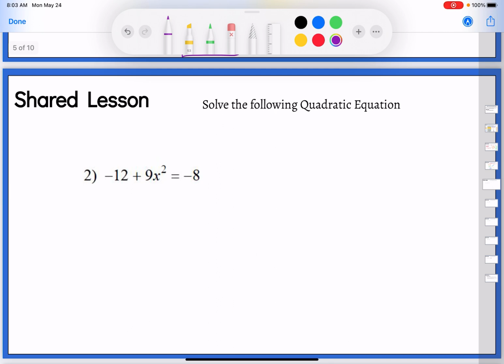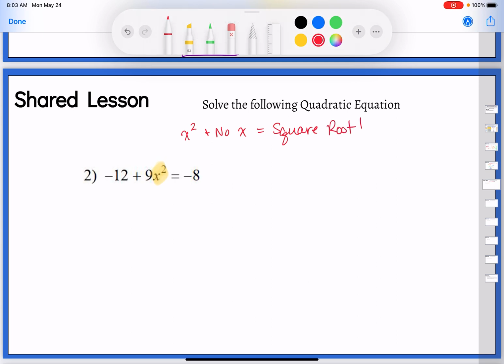Negative 12 plus 9x squared equals negative 8. You can always pause your videos here, see if you can do this one on your own. I see an x squared here, no x. So again, we're going to use our square roots, right? X squared and no x equals square roots.